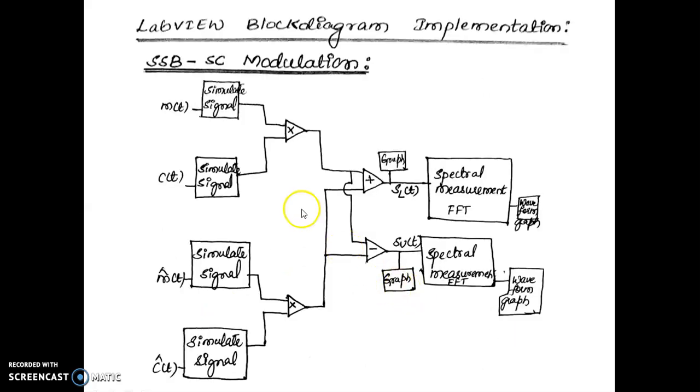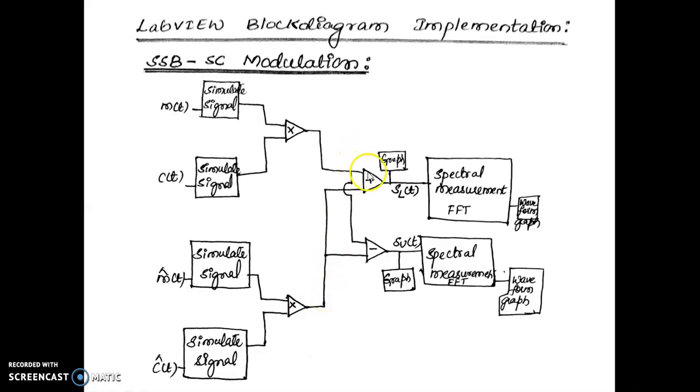We will see the LabVIEW implementation of the same SSB-SC modulation. Here we are trying to demonstrate modulation of both the upper sideband as well as the lower sideband. When it comes to demodulation, we'll be doing only one demodulation, either lower sideband or upper sideband. You can see here we have a product modulator represented by a multiplier, and there is one more multiplier here. This gives the in-phase component of m of t multiplied with c of t. A 90-degree phase shift of the message signal and the carrier signal will give you the quadrature component of s of t.